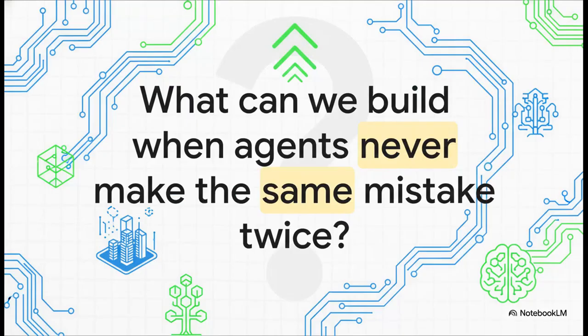And that really leaves us with a pretty mind-blowing question to think about, doesn't it? What kind of incredible, complex, truly amazing things are we going to be able to build when our AI assistants not only learn from their mistakes, but never, ever make the same mistake twice?